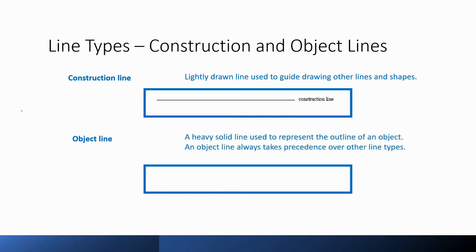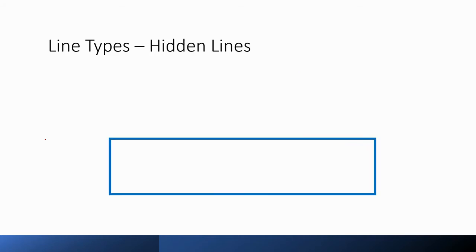An object line is a heavy solid line used to represent the outline of an object. An object line always takes precedence over other line types. Well, what does that mean, takes precedence? It means that it rules over all the other lines. This line is the primary line. So if you're unsure about whether you should use an object line or a construction line, the object line always wins, and an object line is drawn thicker and dark.